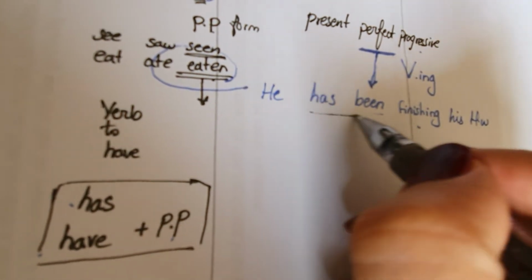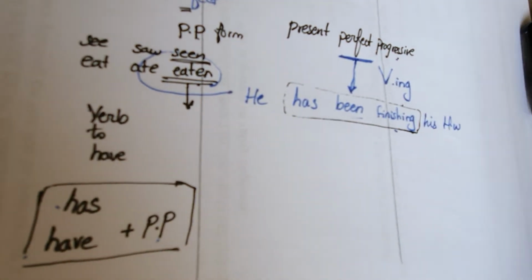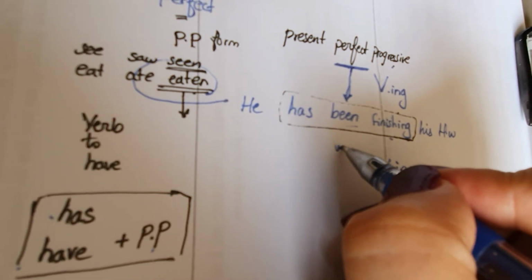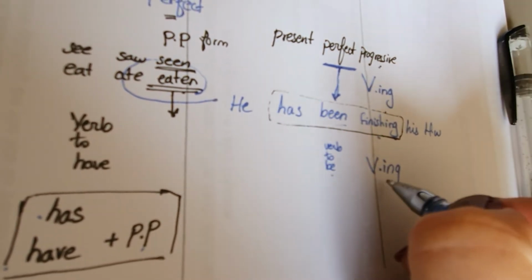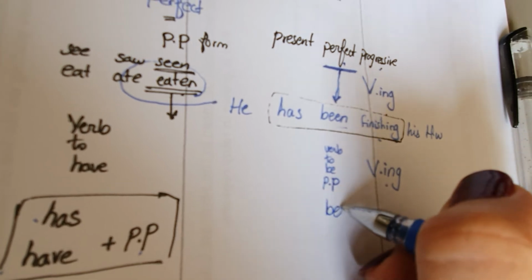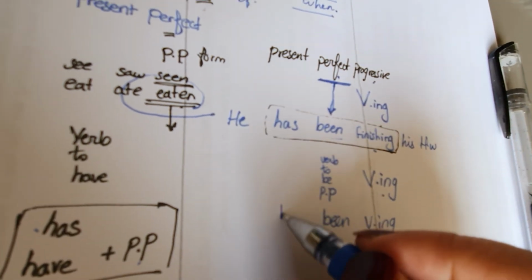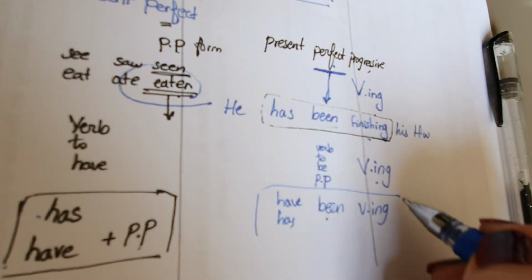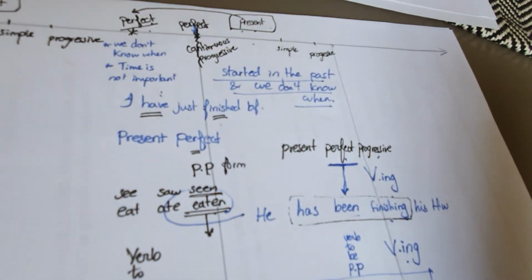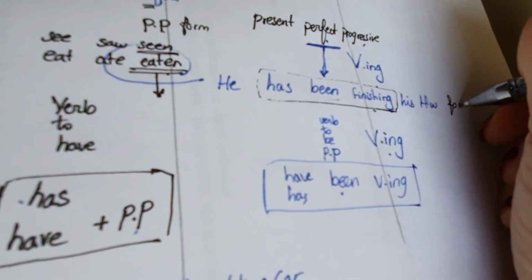Again, how do I form this, has been finishing? Progressive, verb in ing. It cannot come alone. There should be the verb to be before it. Verb to be before the ing, but I have perfect. So I will take the past participle form of verb to be, which is been. Can I have a past participle without has or have? No. So it will be have or has been and verb in ing. When do I use the present perfect progressive? An action happened or started in the past. He has been studying his homework for 3 hours.